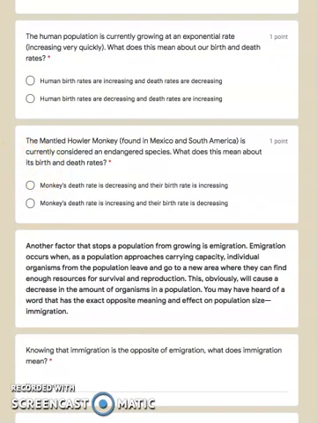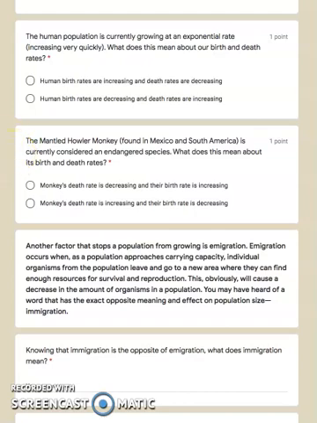The human population is currently growing at an exponential rate, which means that it's increasing very quickly. What does this mean about our births and our deaths? Does that mean that human birth rates are increasing and deaths are decreasing? Or is it that human birth rates are decreasing and deaths are increasing?